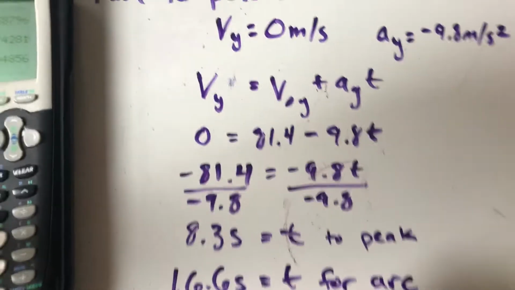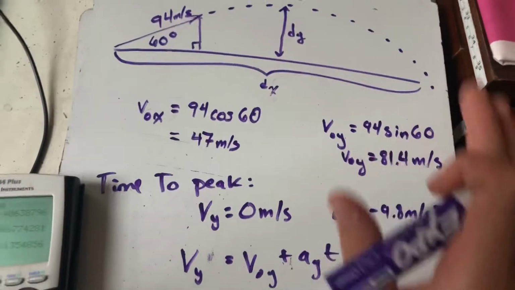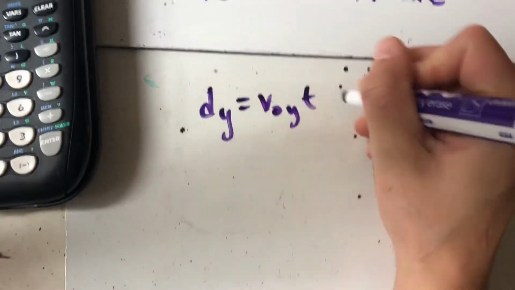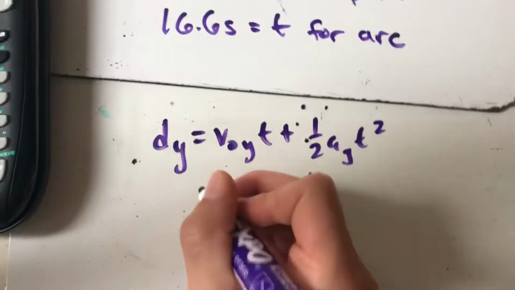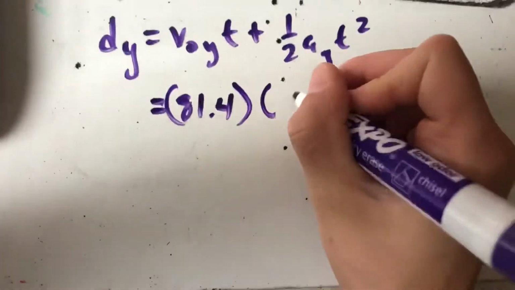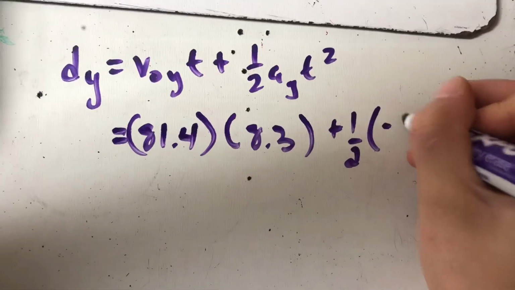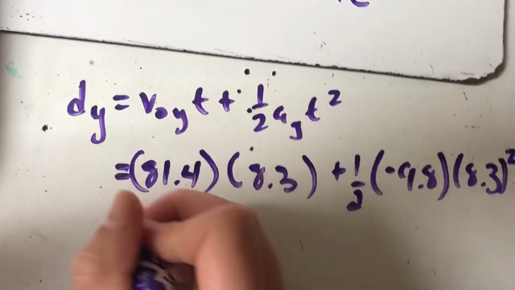So both of these times are going to be really useful. This time will be useful for finding the maximum height. This time will be useful for finding the maximum distance. And in fact, you can use the same equation for both. We can use dy equals Voy t plus 1/2 Ay t squared to find the maximum height. So just plugging in our 81.4 times the time to the peak, 8.3, plus 1/2 times negative 9.8 times 8.3 squared.